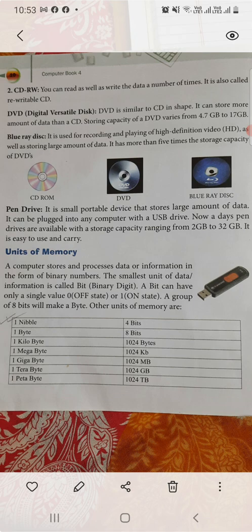Okay. Next we have the units of memory. What are those? Nibble, byte, kilobyte, megabyte, gigabyte, terabyte and petabyte. These are the units to measure the data or information in a computer. So we have completed our chapter here. Today's class is complete here. We will discuss the question answers and the exercise of the chapter. Okay. So today's class is complete.